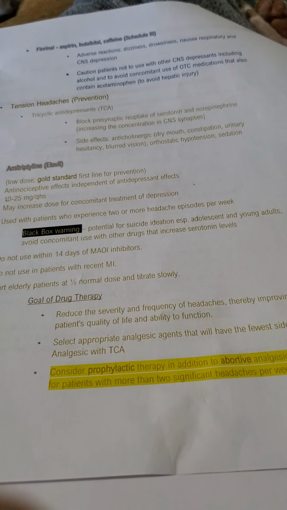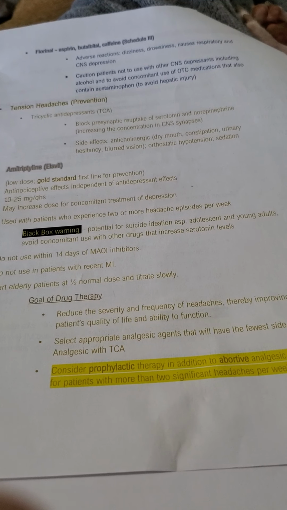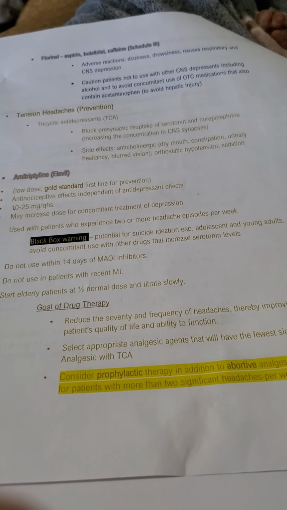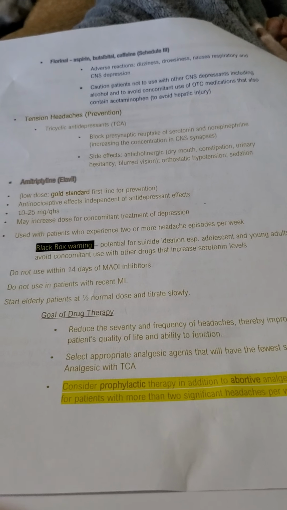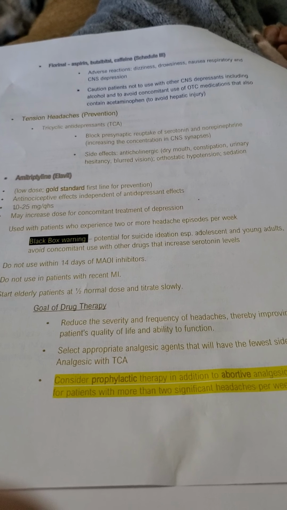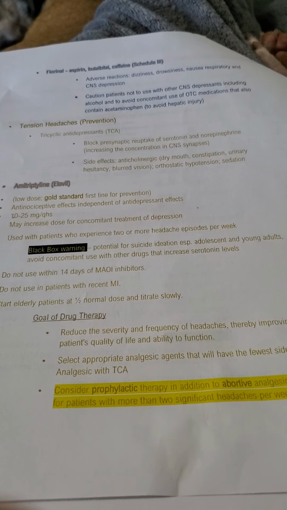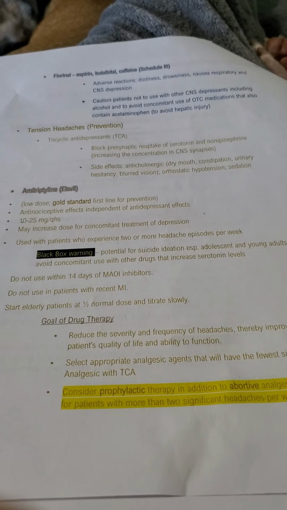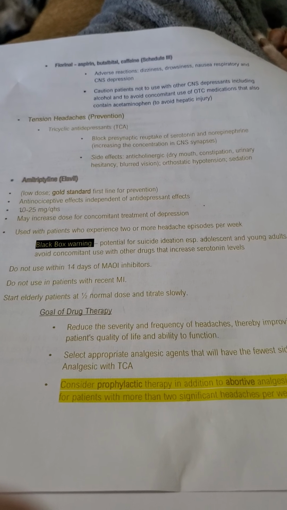Remember, once again, Fioricet has acetaminophen, Tylenol. Fiorinal has aspirin. Adverse reaction is dizziness, drowsiness, nausea, respiratory and CNS depression. Caution with patients that they should not use other CNS depressants, including alcohol, and to avoid use of over-the-counter medications that also contain acetaminophen at the same time with the Fioricet. This is to avoid hepatic injury.